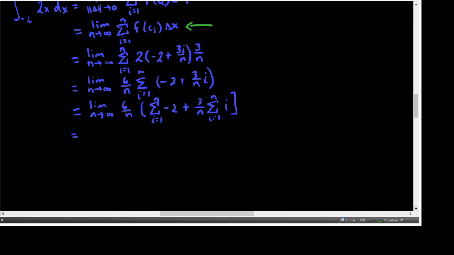So this will be 6 over n times. Now, if you recall, the sigma of a constant is that constant times the number on top of sigma, n. Okay, and then the formula for sigma I is n times n plus 1 divided by 2.